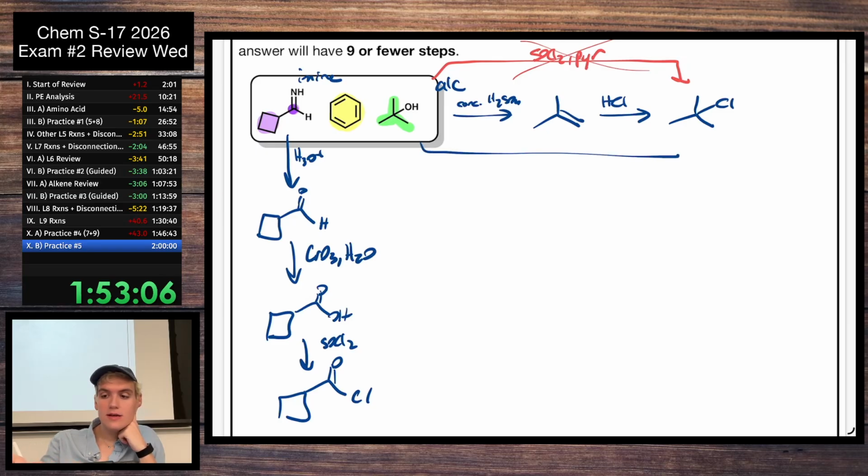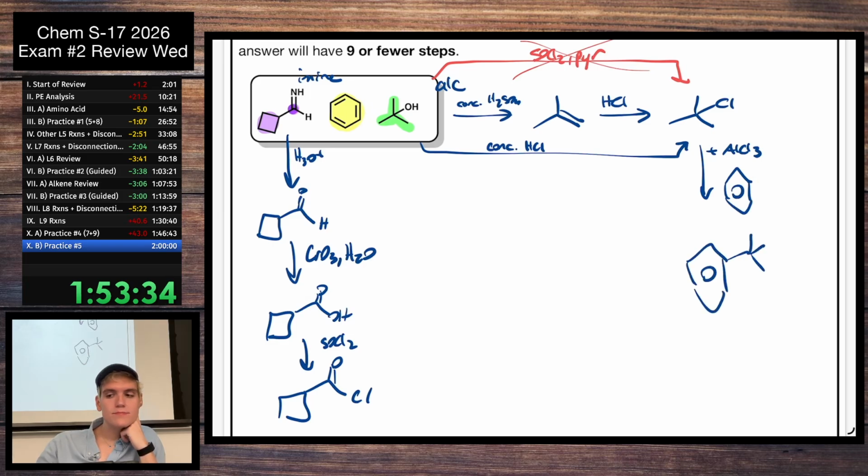Another thing that you could do to get here is you could boil it in acid. Not a great strategy, but nothing else can really happen on this molecule. It's so small. It's not going to rearrange or anything. So that's one that you could do. And then from here you could do this plus AlCl3 and benzene. And that's going to make this.